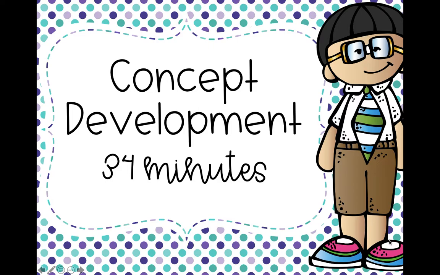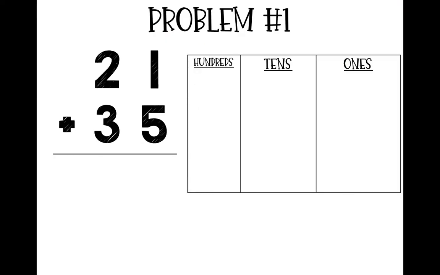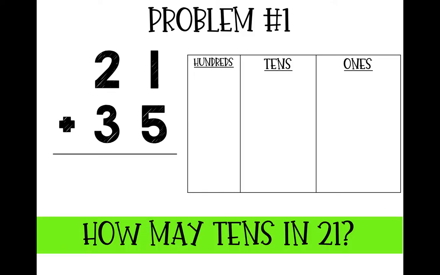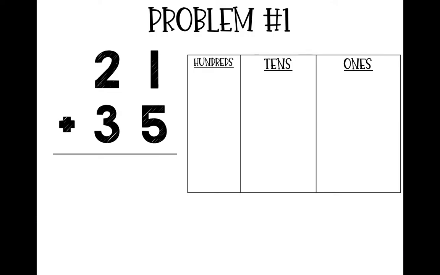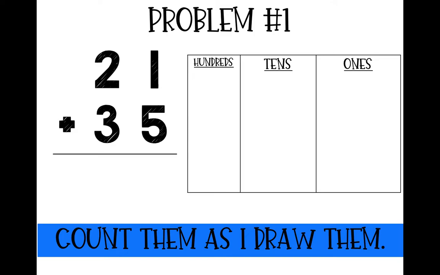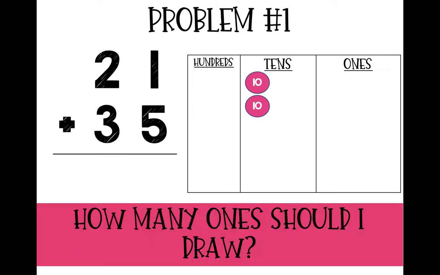Let's move on to our concept development. Again, we are looking at our vertical form, and we're using our place value chart to match our vertical form. We're going to start out with 21 plus 35. How many tens are in 21? There are 2 tens in 21. Count them with me as I show them on our screen. 10, 20. We have our 2 tens.